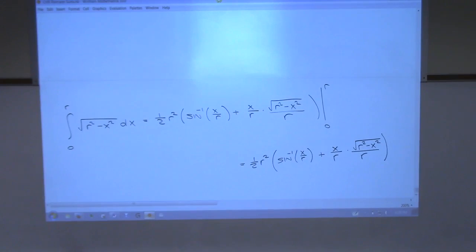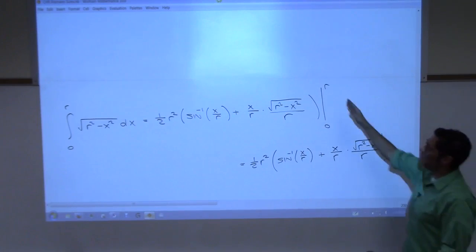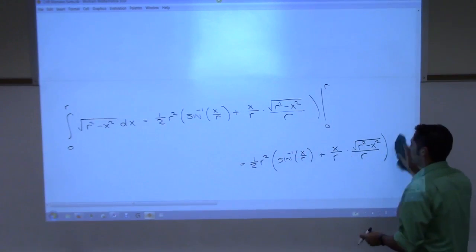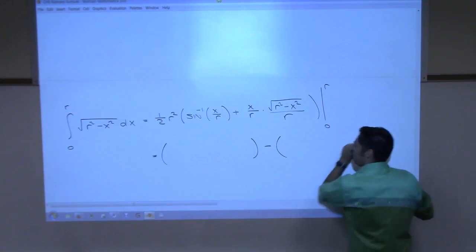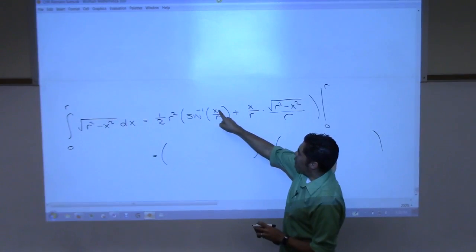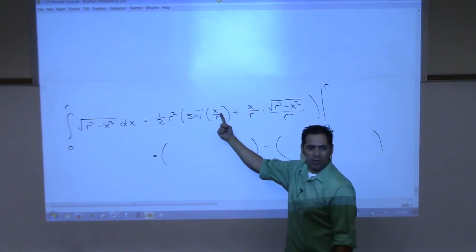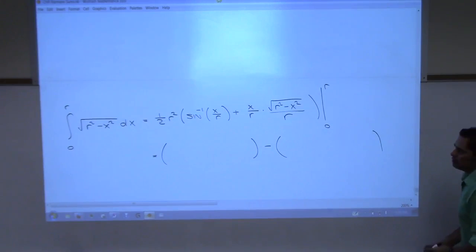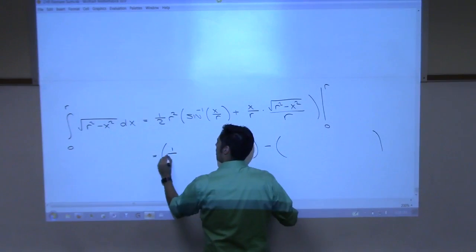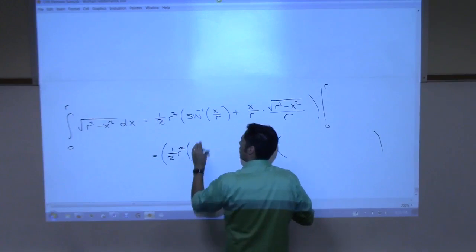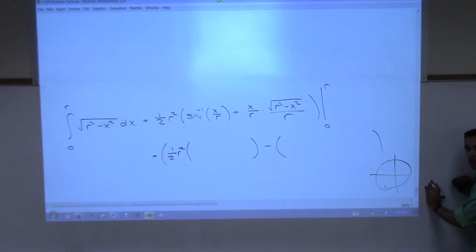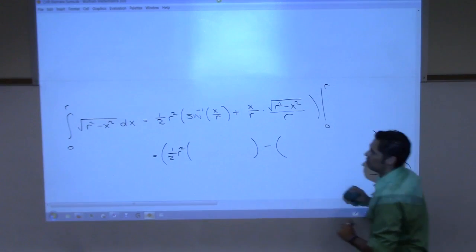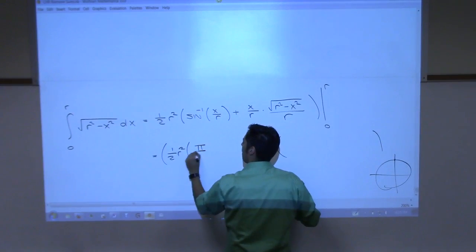Okay, so there we go, right? Now I plug in r first for x, right? And then 0. Let's pay attention to what happens. When I plug in r, what do I get? Okay, r over r is 1. What's arc sine of 1? 1/2 r squared times arc sine of 1. That's like where on the unit circle is your y coordinate 1? Pi over 2, right? So this turns into pi over 2.